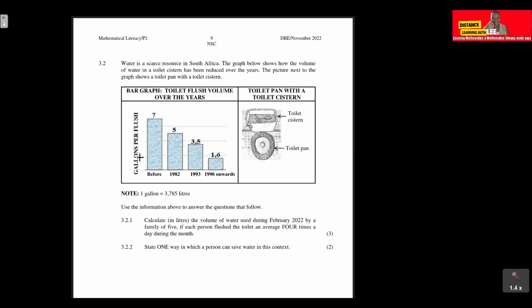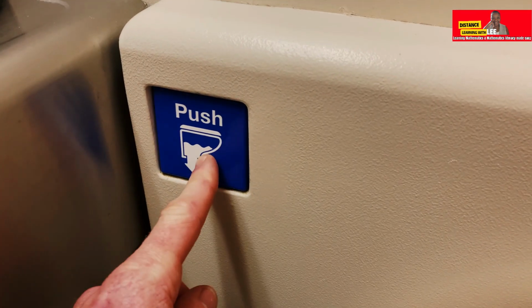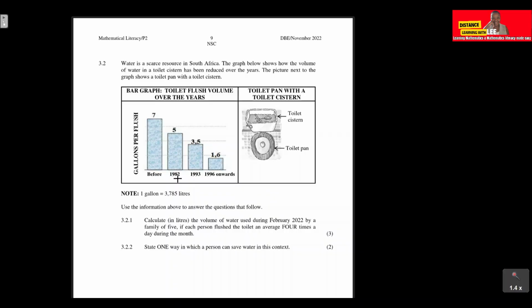On the y-axis, what we have is the gallons per flush. So the amount of water that you use when you flush here. We see that before 1982, people in South Africa would use 7 gallons per flush. In 1982, people would use 5 gallons per flush. In 1993, people would use 3.5 gallons per flush. And in 1996, going onwards, people use 1.6 gallons per flush.